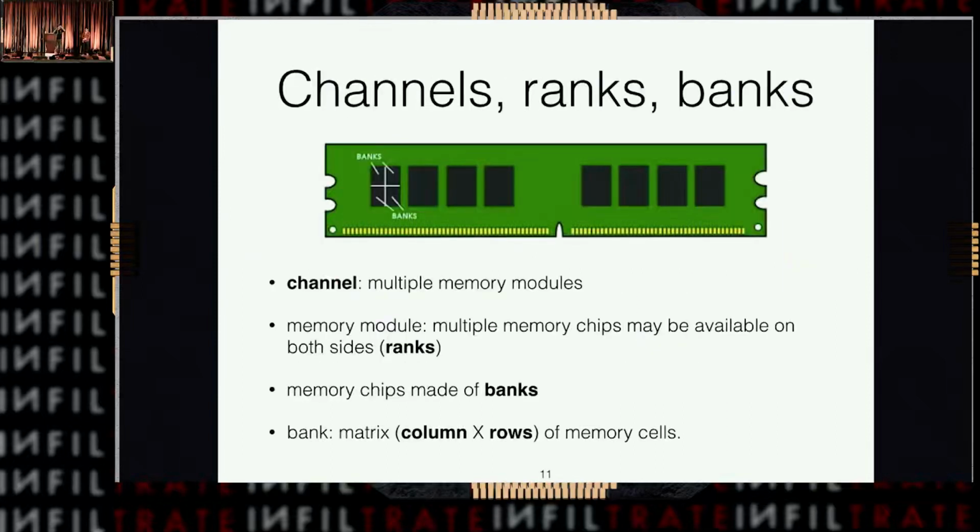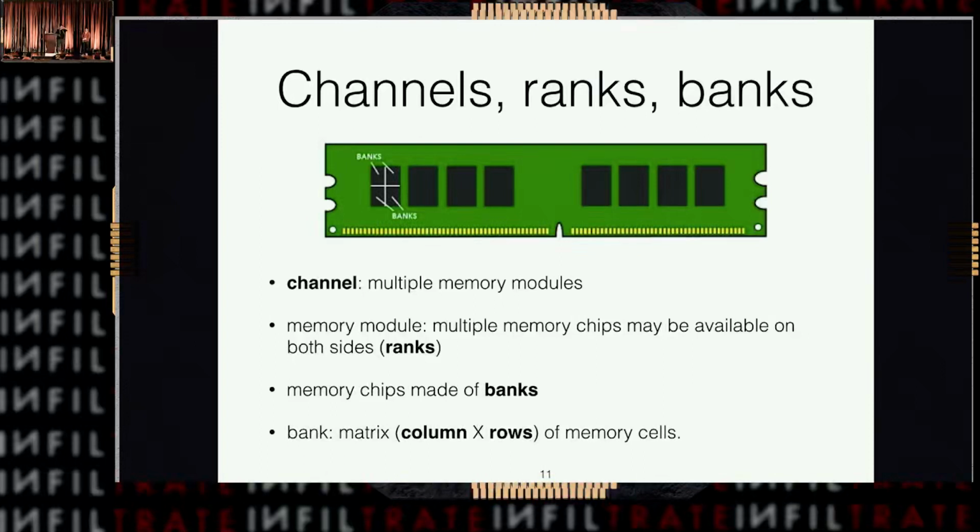So here we have a memory module, and we can plug this memory module into a channel. And then a memory module is made of memory chips that could be present on both sides of the memory module, and each side is called a rank. Finally, a memory chip is made of banks, and a bank is simply a matrix of columns and rows of memory cells. And our testing lab machine has the following configuration.